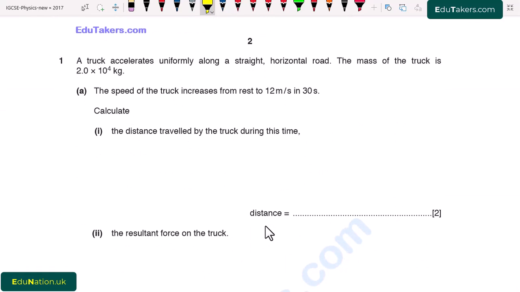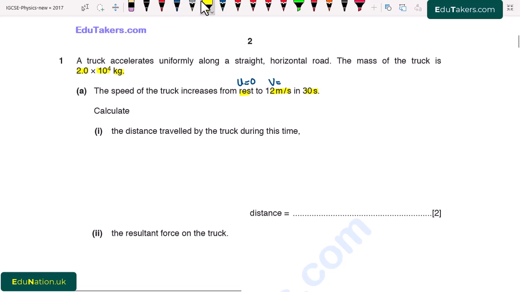A truck accelerates uniformly along a straight horizontal road. The mass of the truck is 2.0 × 10^4 kilograms. Part A. The speed of the truck increases from rest to 12 meters per second in 30 seconds. So here the truck starts from rest. It means that its initial velocity is equal to 0 and it gains a speed of 12 meters per second, which is the final velocity.